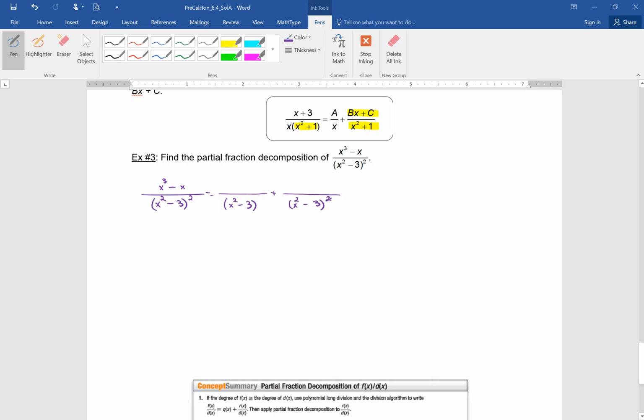Okay? Now, because this is quadratic here, the numerator has to be a linear factor. So it'll be ax plus b. This is the same. We don't look at the square on the outside. We look at what's inside the parentheses. Again, it's a quadratic prime factor, so it's going to be cx plus d. You just run through your letters, like I said.